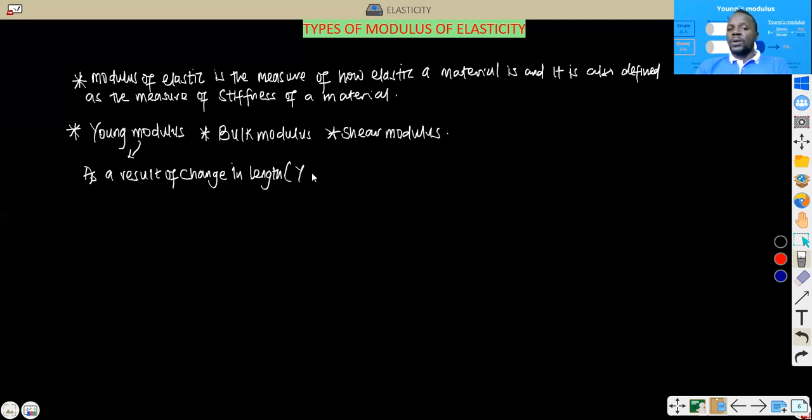Young modulus is denoted by Y, and it is given as the longitudinal stress over longitudinal strain. Students should not make mistakes when you talk about longitudinal stress and strain. You are talking about change in length. So be careful about that. So it's as a result of change in what? In length, and it's denoted by what?